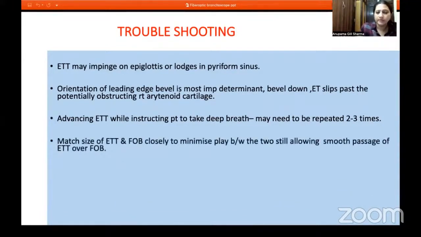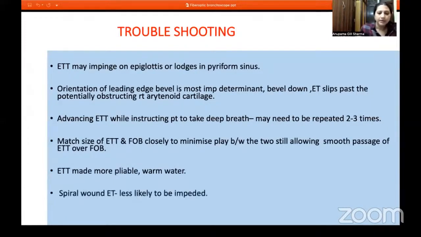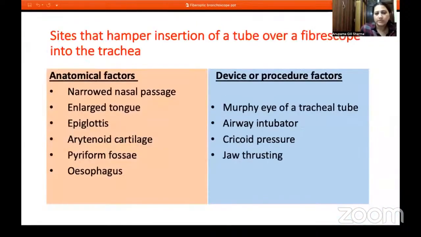Match the size of the tube with the fiber optic, so as to minimize the play between the two so that the tube is nicely passed over. The endotracheal tube can be made more pliable by keeping it in warm water. Spiral reinforced tubes are less likely to be impeded. Laryngospasm, if it is there, additional topical anesthesia can be given. So these are the areas at which the tube can get obstructed.